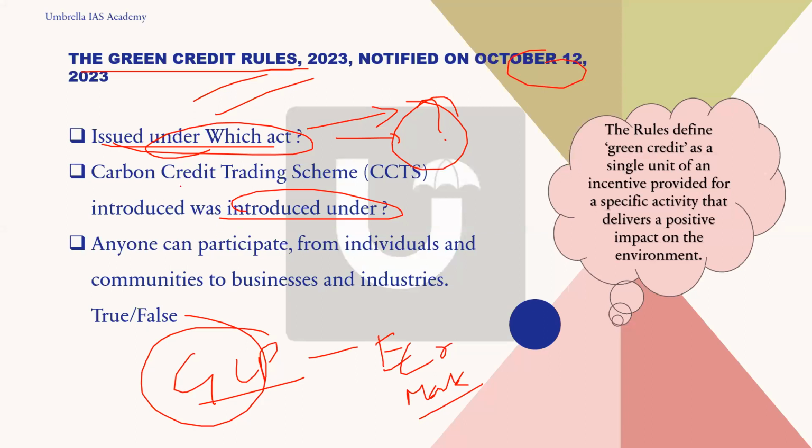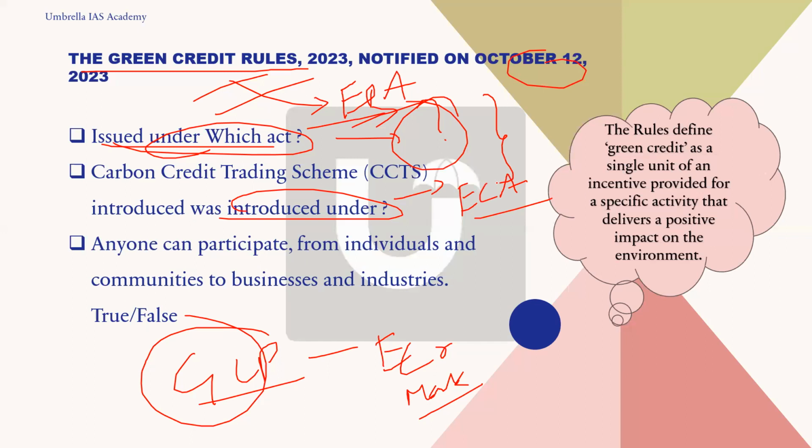Green credit rules have been issued under EPA, and the carbon credit trading scheme has been issued under the Energy Conservation Act, ECA. So definitely they are going to interchange the things in the exam.